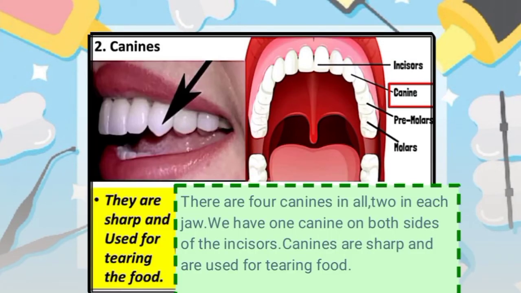Your 4 canine teeth sit next to the incisors. You have 2 canines on the top of your mouth and 2 on the bottom. Canines have a sharp pointed surface for tearing food.